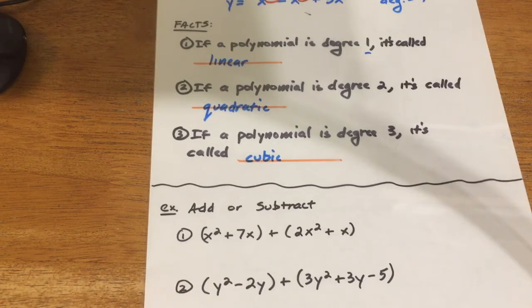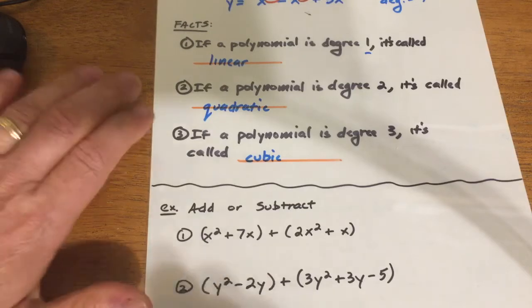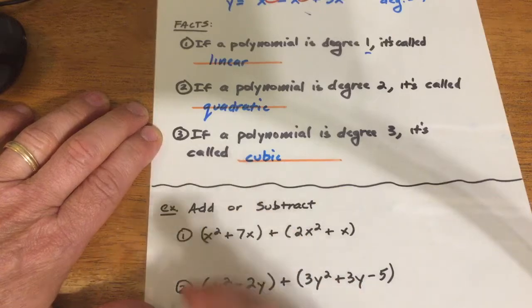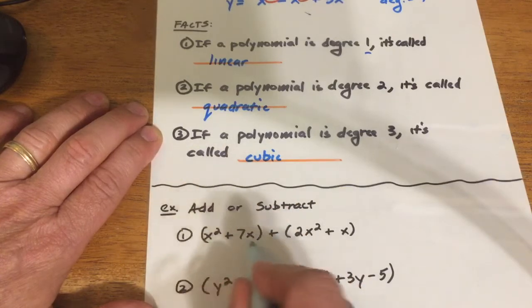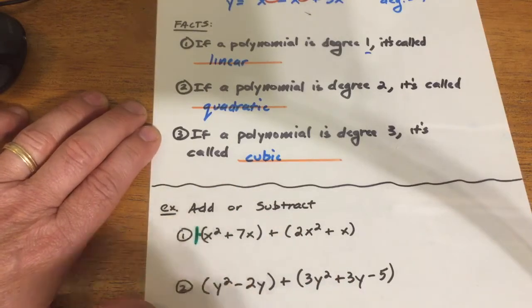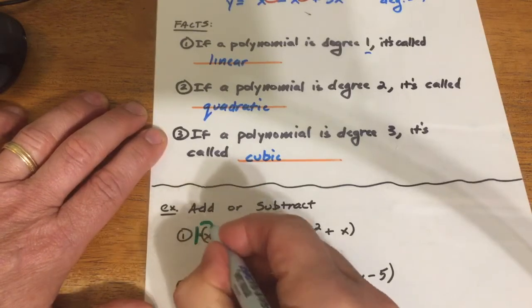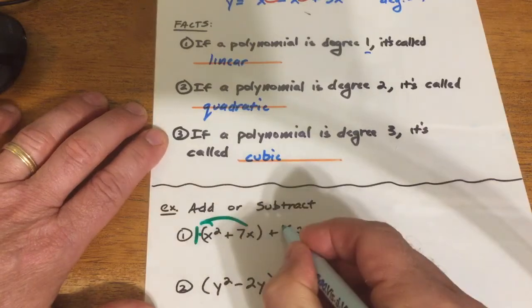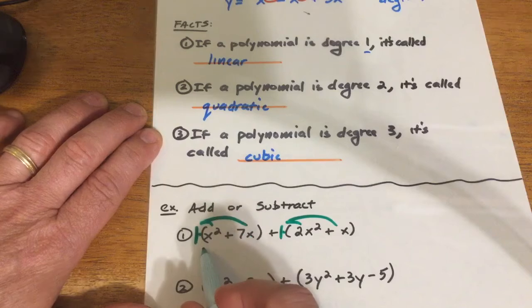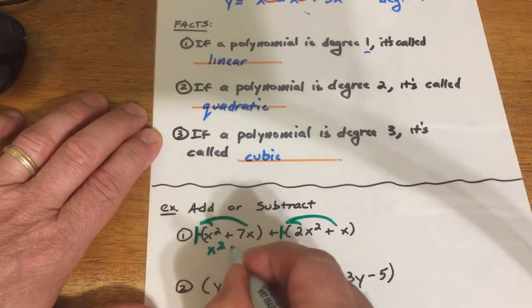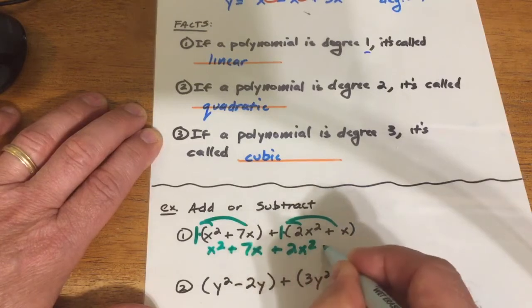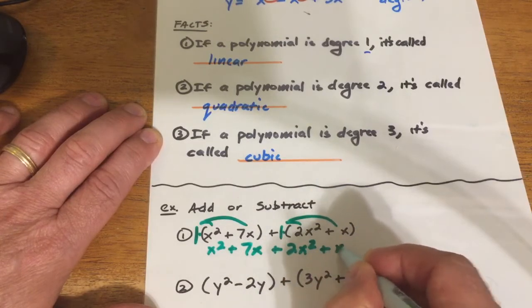Let's take a look at just one way to do this problem. What we can do anytime we add or subtract polynomials is take that polynomial here, x squared plus 7x, and multiply it by 1. Why do we multiply by 1? Well, when we distribute, that'll get rid of the parentheses. We'll do the same thing here. And so when we distribute, we're going to get x squared plus 7x plus 2x squared plus x.